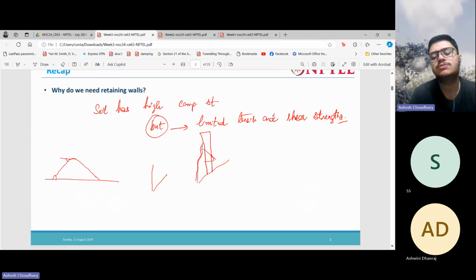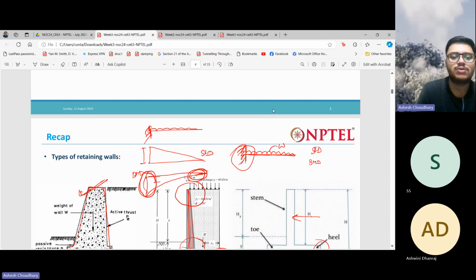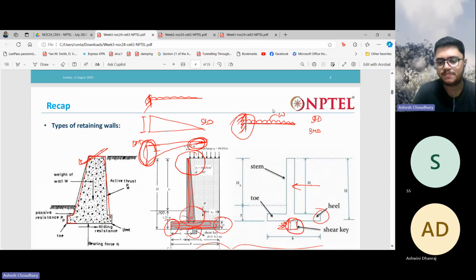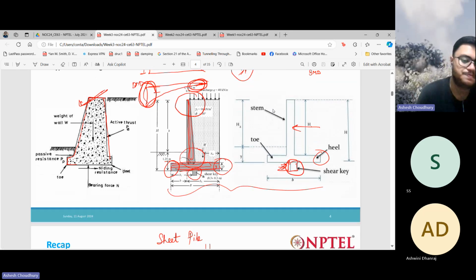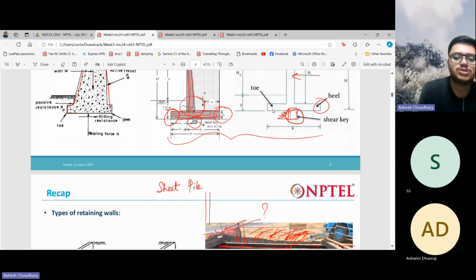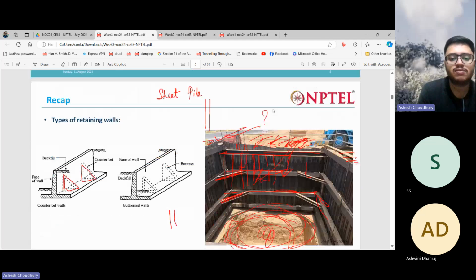We introduced retaining walls in the third week. We saw why retaining walls have to be used. We have different types of retaining walls: gravity retaining walls, cantilever retaining walls, counterfort walls, and you already know about all these things, right? So we saw the different types of retaining walls.